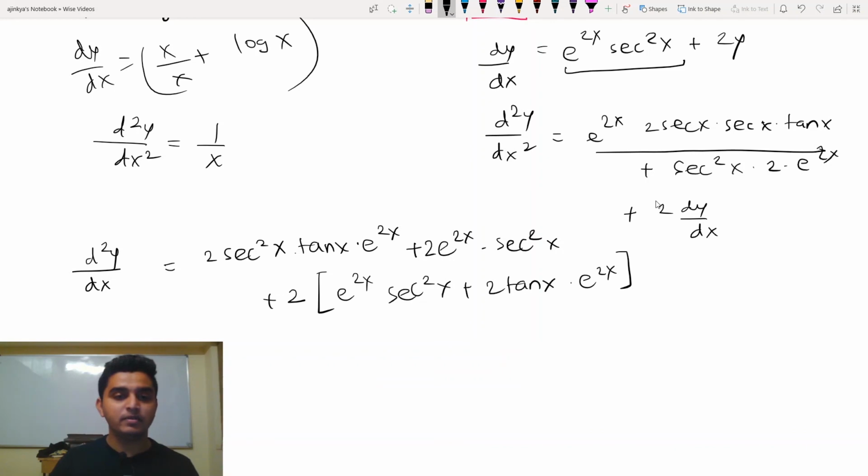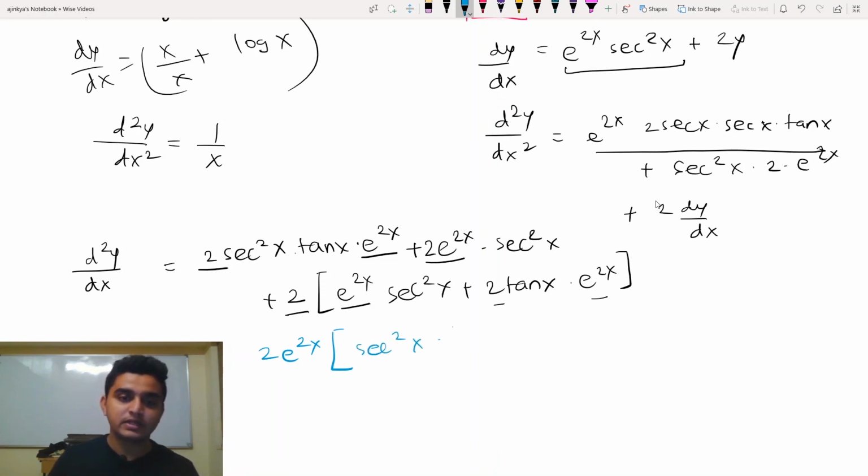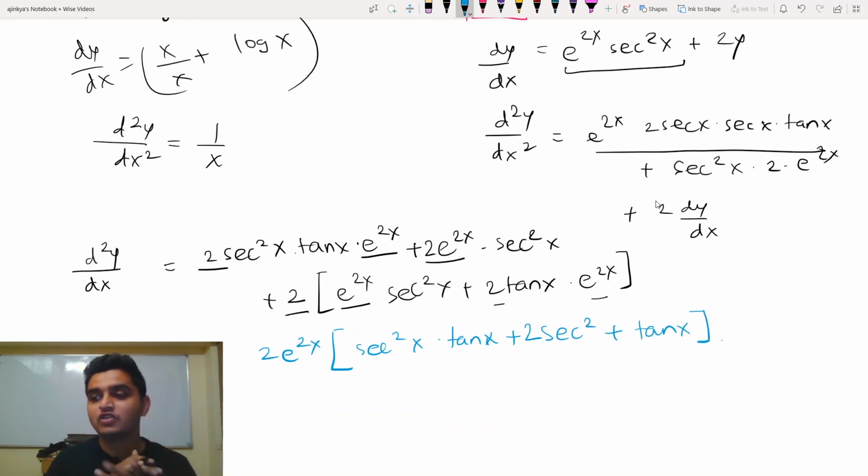So your final answer will be, if we look over here, in all these terms we have one common term which is 2 e raised to 2x, right? So 2 times e raised to 2x, 2 times e raised to 2x. So what we can do is take 2 e raised to 2x as common and write all the other terms in one format: sec square x times tan x. The second term will be sec square x, then again sec square x, we have 2 times sec square x, then we have tan x. So this is your final answer.